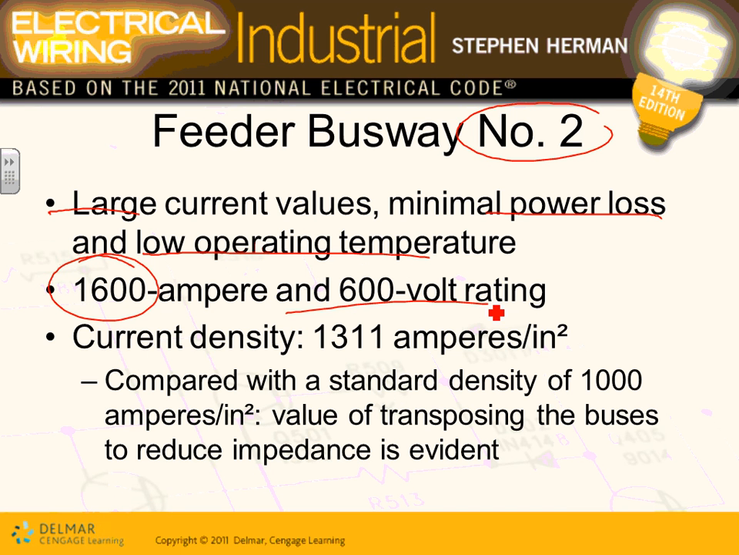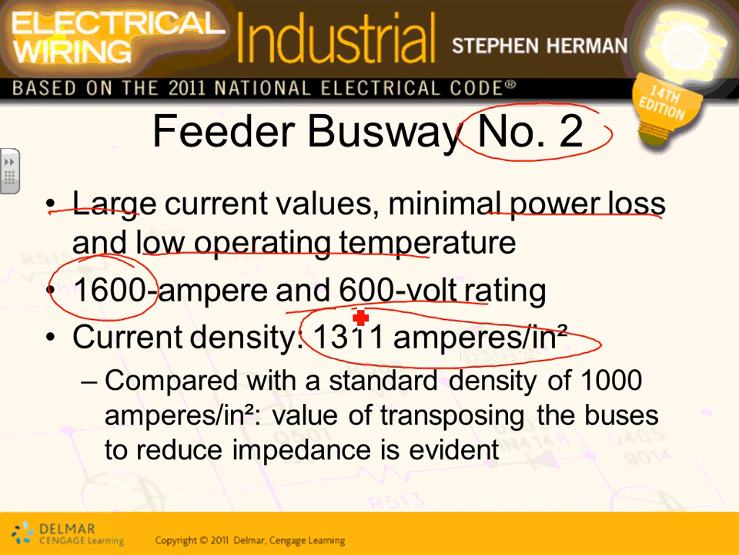The current density, I think you were working on this one. The current density, which is basically amperes per square foot, is this amount, 1311. So what that tells you is you can carry a lot of current in a small area. Who cares? Smaller area, huge amount of power. That's a major advantage versus what? Wires, conduits and wires. And we did the math, I think Karen, you did that math.